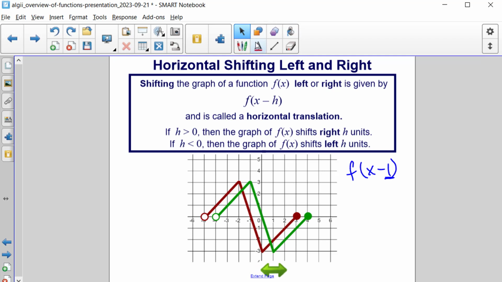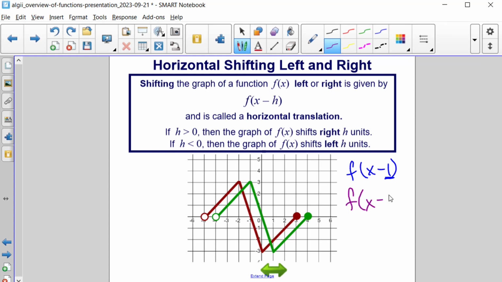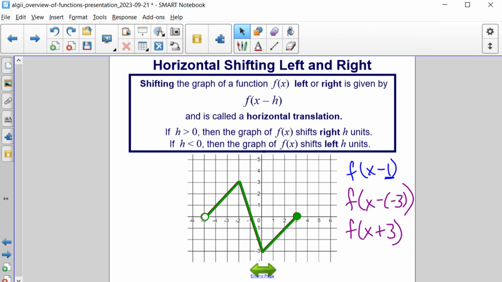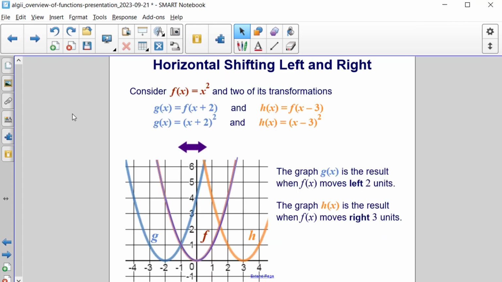If h is less than 0, so let's say we had f of x minus negative 3. Our h is less than 0, it's negative 3. It would be simplified to be written as f of x plus 3. That will end up shifting our graph to the left 1, 2, 3 units in our case. In general, if h is less than 0, then the graph of f of x shifts to the left h units. Here's another example of horizontal shifts to the left and to the right.